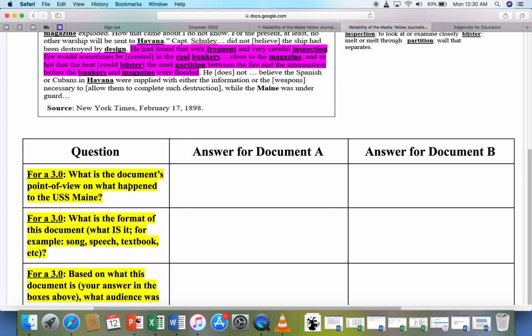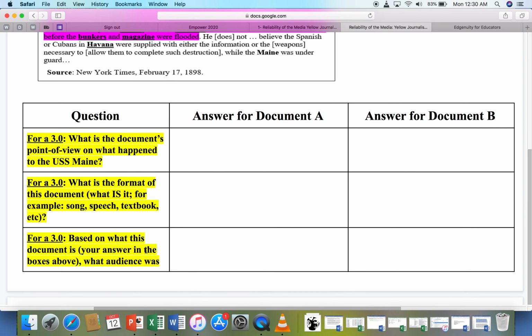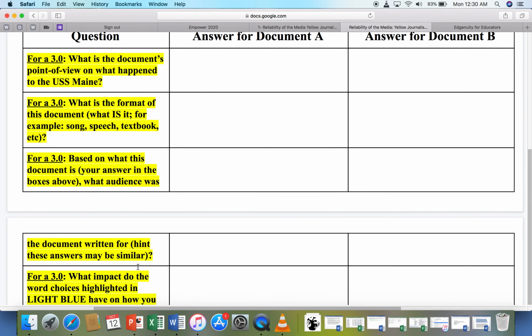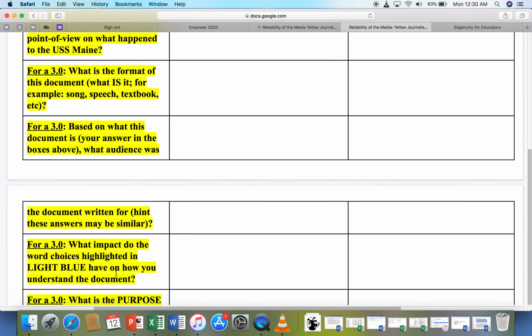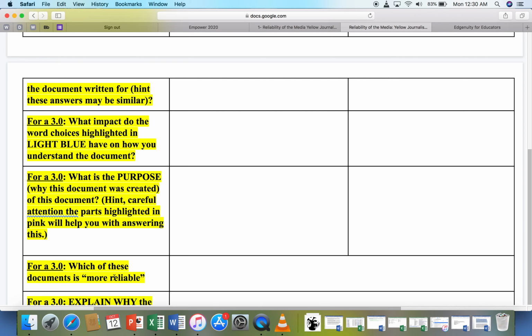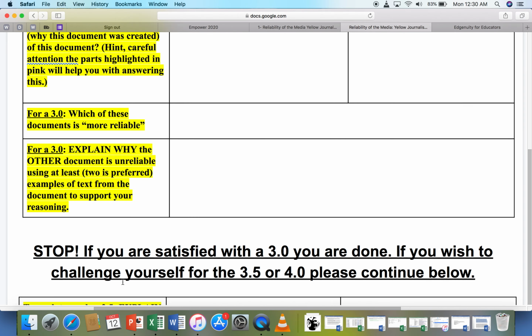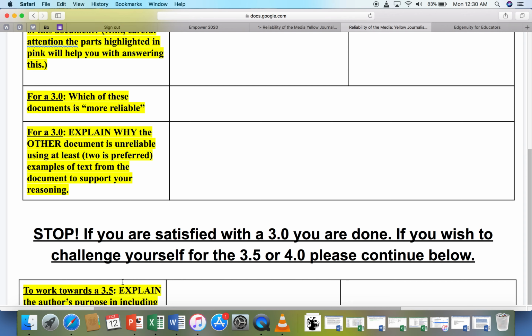What is the document's point of view, in this case, with what happened with the USS Maine? Document A says this, document B says that. What is the format of the document? Based on what the document is, so whatever format you said, who is the audience for this document? Right? For 3.0, what impact do the word choices highlighted in light blue have? What is the purpose? Which of these documents is more reliable? And explain why the other document is unreliable. Right? So it's basically exactly what we're going to do.